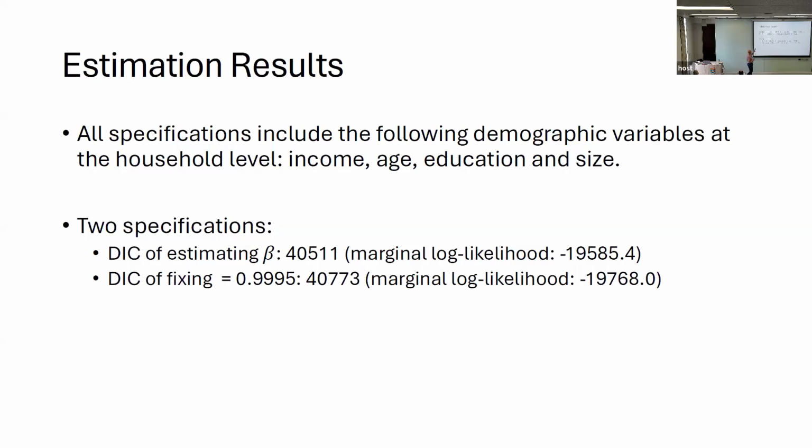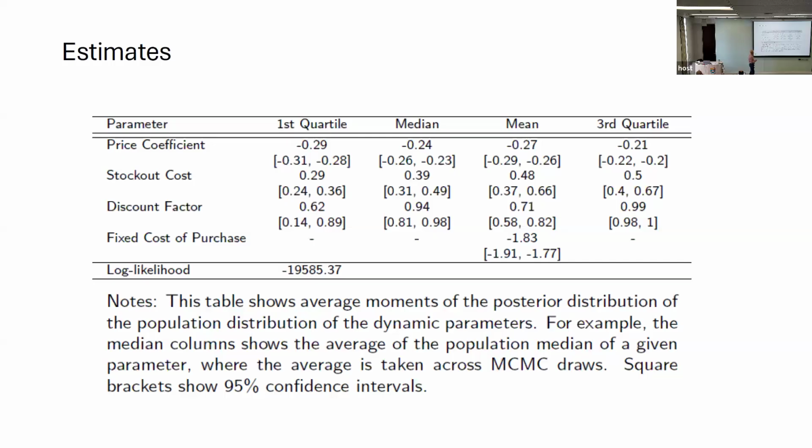Now we apply this method and estimate the model. What we found is that for the models where we estimate the discount factor, it produces a better fit than the version of the model where we fix the discount factor at conventional values. And here are the results. We allow the price coefficients to be heterogeneous, the stockpiling cost to be heterogeneous, and the discount factor to be heterogeneous. What you will see is that the average of the discount factor is 0.71 in our approach. We have the median value at 0.94.